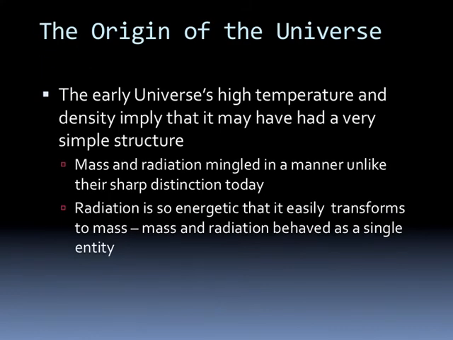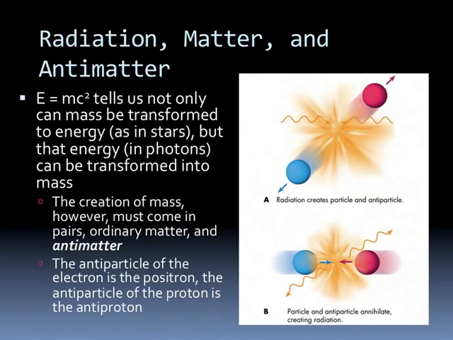The early universe's high temperature and density imply that it had a very simple structure. Mass and radiation mingled in a manner unlike their sharp distinction today. The radiation was so energetic that it easily transforms to mass, and mass and radiation, or mass and light, behaved as a single entity. Now, E equals mc squared tells us that not only can mass be transformed into energy, like is going on in stars, but that energy, say in light, can be transformed into mass.